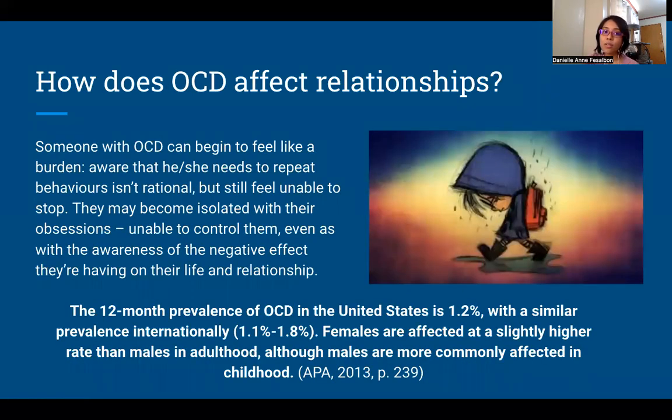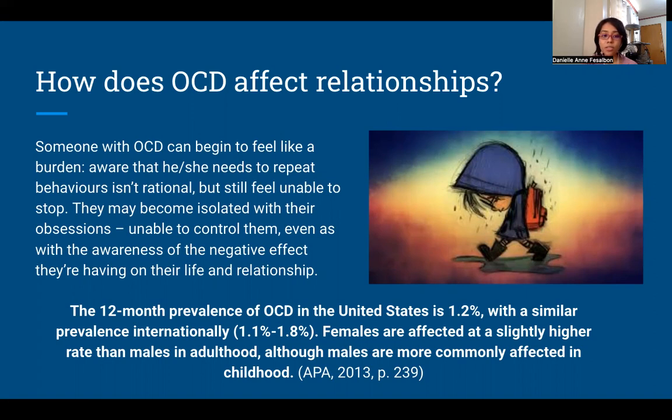Okay, now let's look into how OCD affects relationships. Someone with OCD can begin to feel like a burden, aware that the need to repeat behaviors isn't rational, but still feeling unable to stop. As I've been saying before, they want to stop, but they just can't. They may become isolated with their obsessions. That means they are unable to control them, even with the awareness of the negative effect they're having on their life and relationships. Because of these obsessions, some of them resort to isolation, since they can't control their obsessions and they know how negatively it affects the relationship. Some would just isolate themselves, and that's really sad.